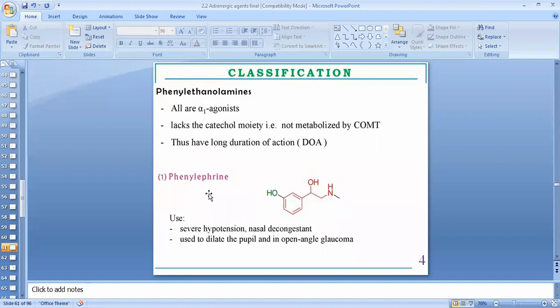So the name of the drug is phenylephrine. It is used for the treatment of severe hypotension, nasal decongestion. Then it is also used to dilate the pupils and in open angle glaucoma. So where the alpha receptor location is, heart muscles, nasal muscles, there this drug molecule is used, that is phenylephrine, to treat the nasal decongestion.